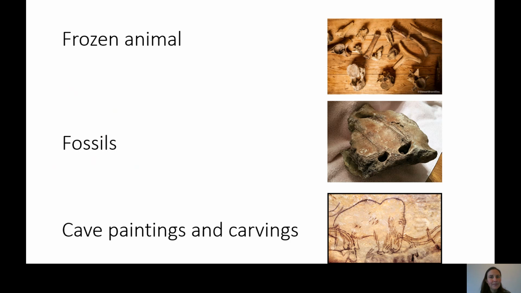And finally, remember we said the earliest human was 300,000 years ago. So when the mammoths and the saber-toothed tigers and the ground sloths were around, they were existing at the same time as humans were existing. So from that time, we've also got things like cave paintings and carvings to tell us about what happened during that time.